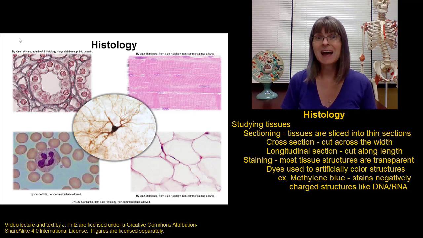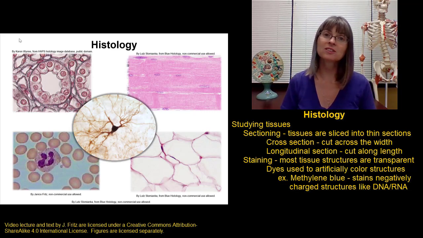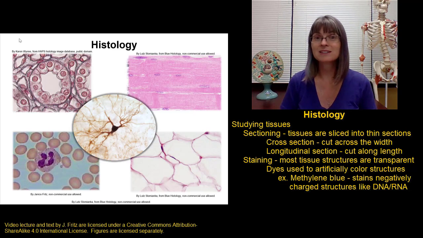Natural tissue does not have those colors. Your cells don't have bright red or blue nuclei, but we add the stain so that we can see the features more clearly. It's important to know that because the color of the tissue itself doesn't really tell you what the tissue is. It just tells you what was used to stain the tissue.